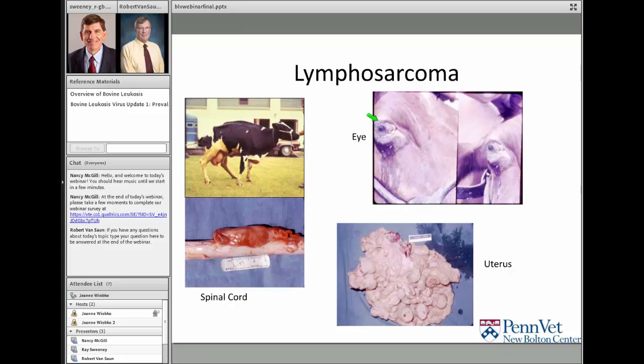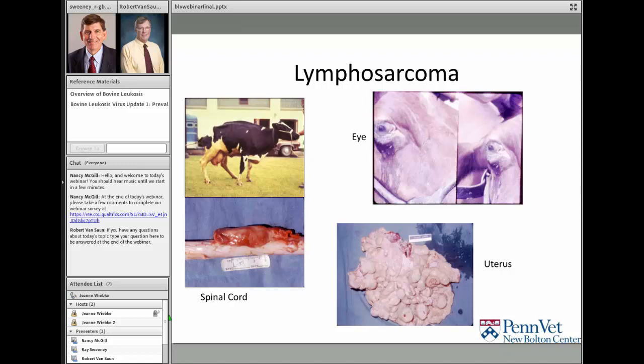We can see tumors that are in the eye socket behind the eye, and they push the eye out, so the eyes will bulge. And we can see tumors in the uterus, which will result in infertility and can be detected on a rectal examination. So these are some of the common sites that we'll see tumors in cows that have developed cancer. Again, it's just the 2 or 3% of all infected cows.